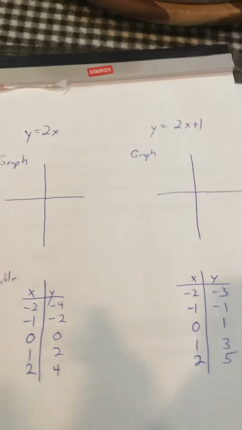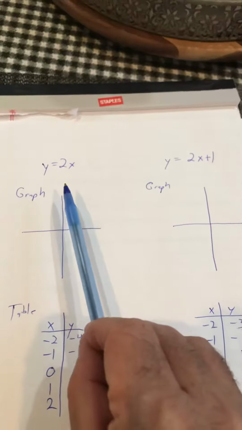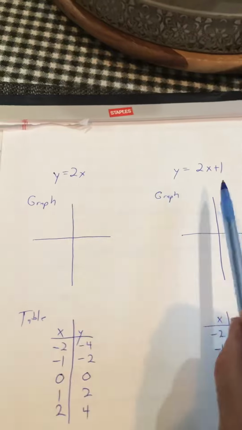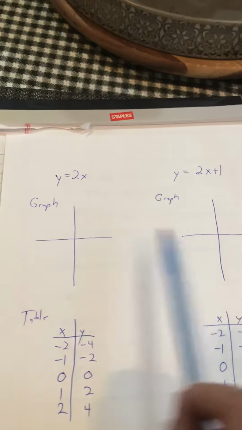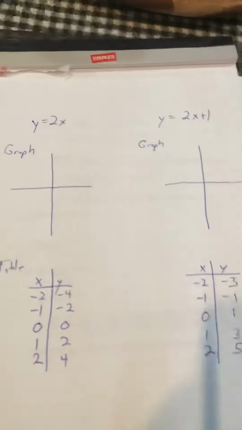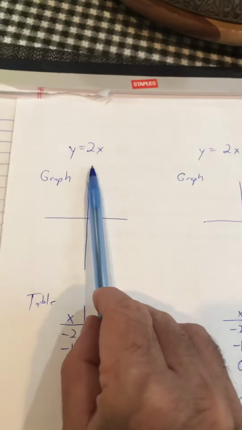All right, here's the last one, Rain. They ask you to compare two different equations that look pretty similar. One by graphing them both, and two by looking at the table for both. So we just talked about this graph.